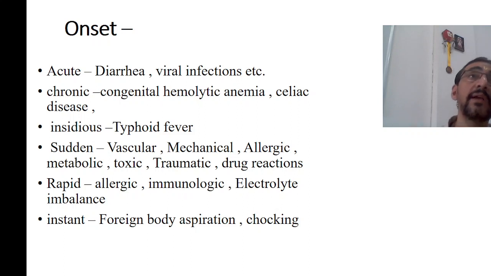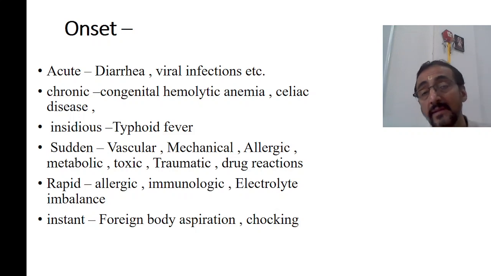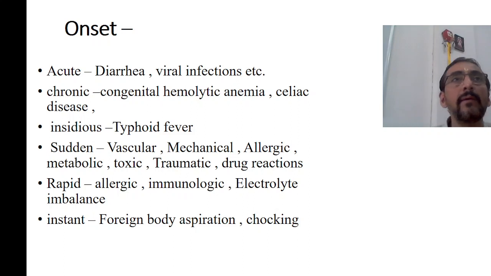Because if it is acute onset, it is likely to be, simply speaking, a viral fever. If it is of sudden onset, suppose cough, it may not be viral, it may be bacterial, but most probably it is some aspiration. Like this, each and every point is going to guide the diagnosis of the disease. So following this format is very important. First we have seen the onset of the disease.